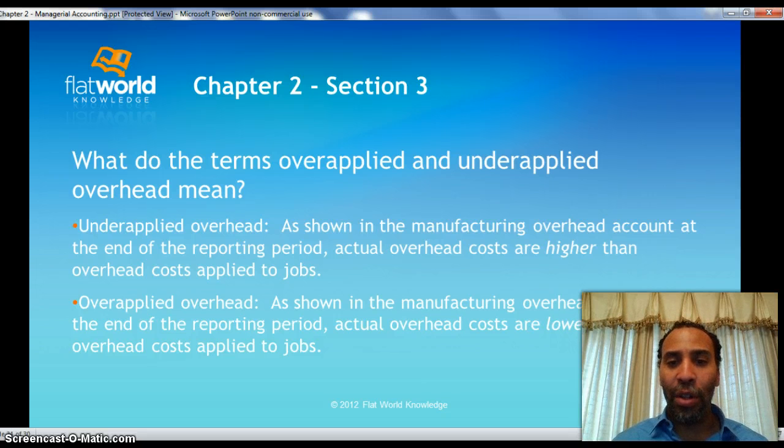Overapplied overhead, as shown in the manufacturing overhead account at the end of the reporting period, means actual overhead costs are lower than overhead costs applied to jobs. So we have a surplus, which is good because we say, hey, we've got a little bit of extra money, and it'll help us because maybe we were a little bit off on other portions of our budget.